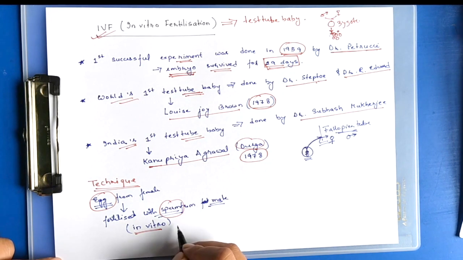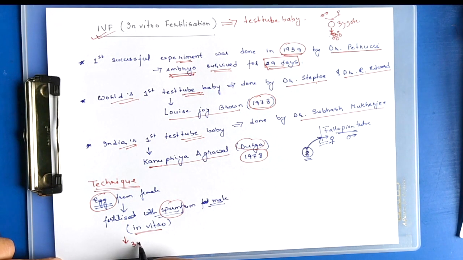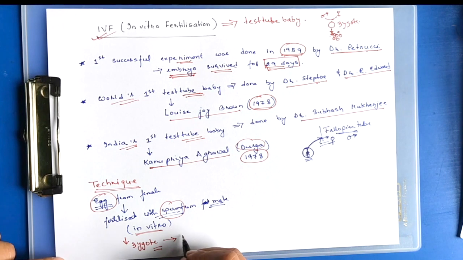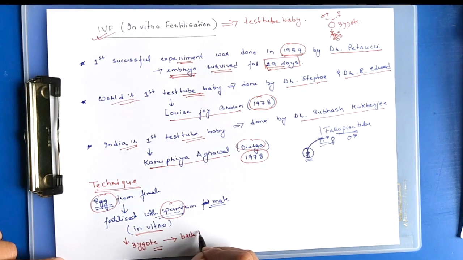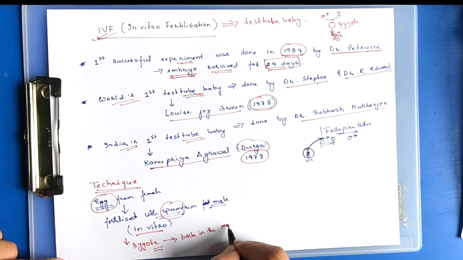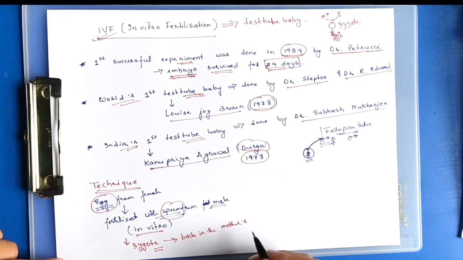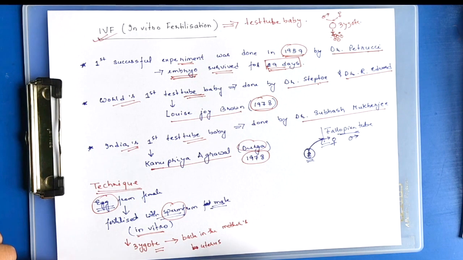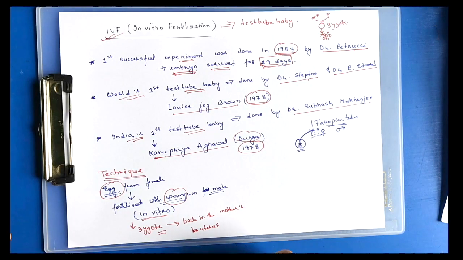After fertilization, the zygote would be formed, and this zygote would undergo several divisions. The zygote or the embryo would be further implanted back, or transferred back, in the mother's uterus, where development of the fetus would take place.